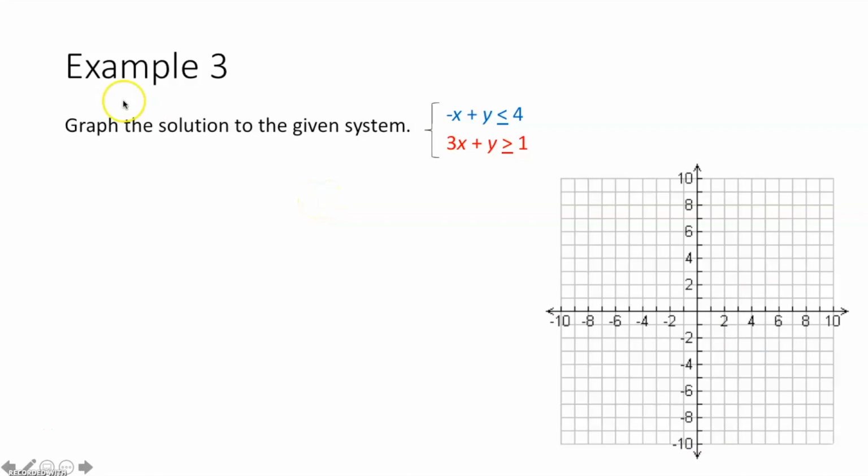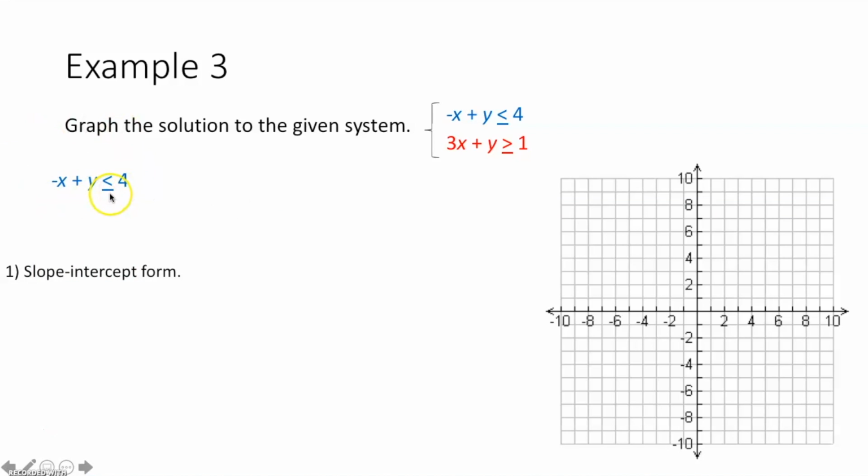Okay, example 3, doing the exact same thing. We want to graph the solution to this system on here, and then where the shadings cross, that's going to be your solution set. So let's start by graphing this first linear inequality. We want to first determine, is this in slope-intercept form? And if it's not, we're going to put it in slope-intercept form. So y equals mx plus b?